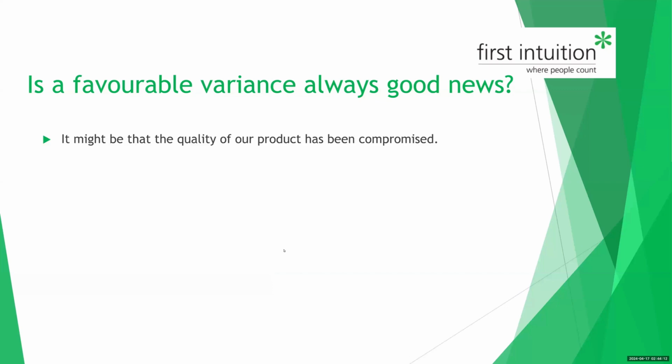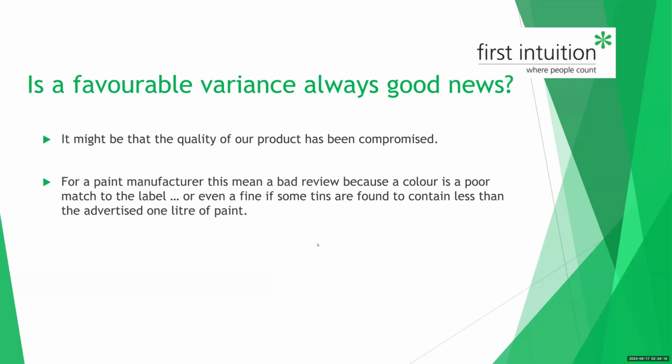Now, it could be that the quality of our product has been compromised. So, an example, most of us have done a bit of decorating in our time, I'm sure. If you're a paint manufacturer and your mixing's a bit sloppy and the colour's not the same as what's on the label, so somebody buys 3 tins of paint and then one of them is a different colour to the other two because somebody's put a different amount of one pigment and it's a bit of a cheaper one. People are not going to be happy. They're going to not buy their paint. It doesn't come out the same colour. I've just had to do my living room twice over because of that and throw a lot away.